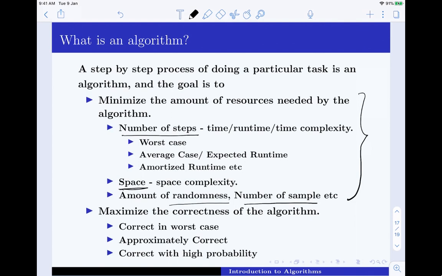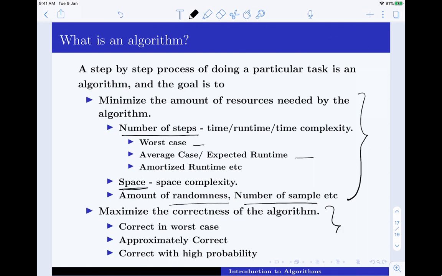Also, even for the number of steps, there is not one particular way of seeing it. What are you trying to optimize? Is it the worst case steps? Is it the average case steps? There is something else called amortized steps. We will come to that slowly. So, speaking from a very philosophical ground, an algorithm tries to minimize the amount of resources, and they can be multiple different kinds of resources measured in multiple different ways.